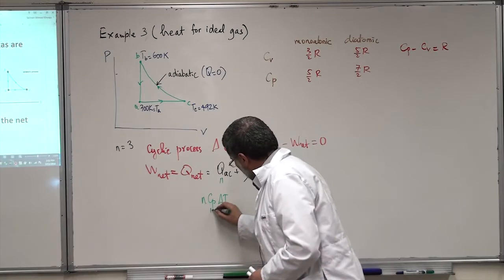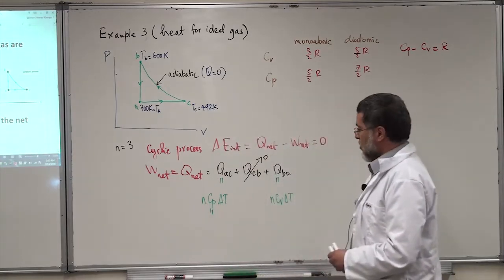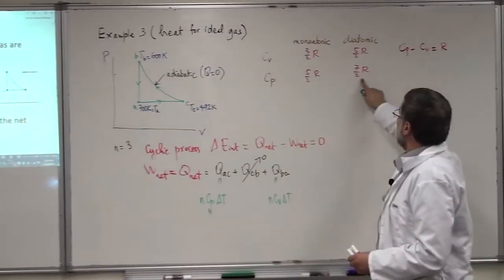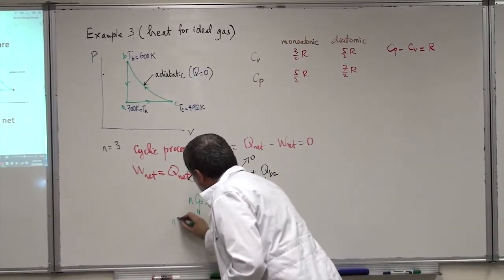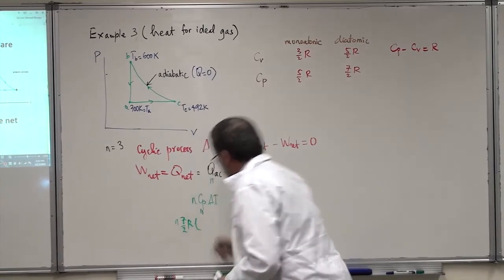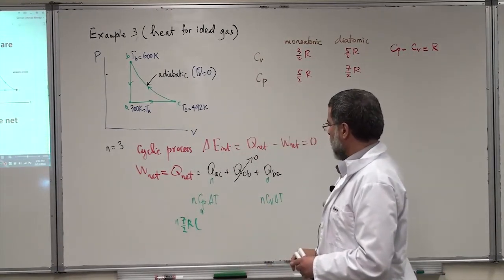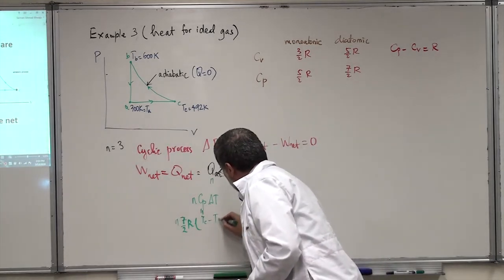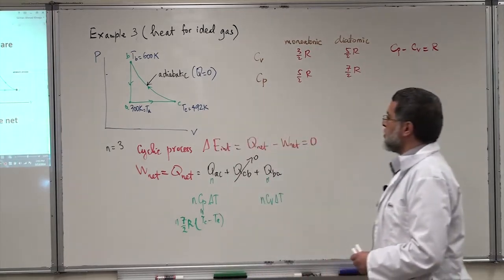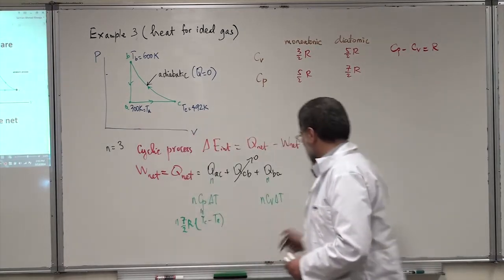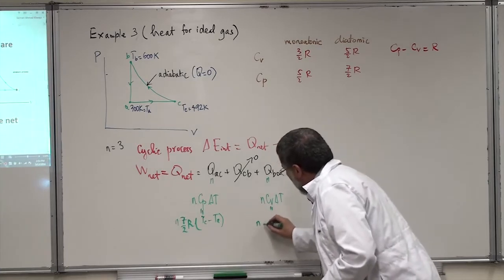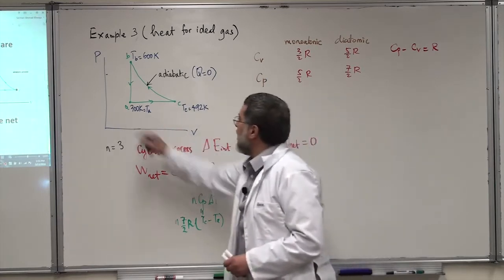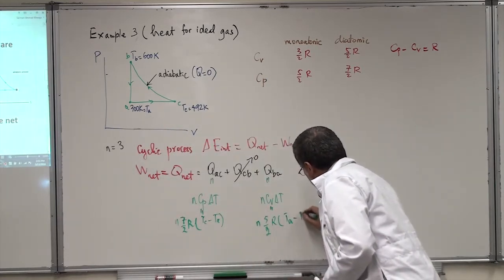So let's put the numbers here. We know that this is a diatomic molecule, so my Cp is actually 7 over 2 R. So I have n times 7 over 2 R. Then I put the temperature. I'm going from A to C, so I have to put Tc minus Ta, and this will be positive, of course, because Tc is greater than Ta. And here I have to put number of moles times 5 over 2 R. Then it will be Ta minus Tb.